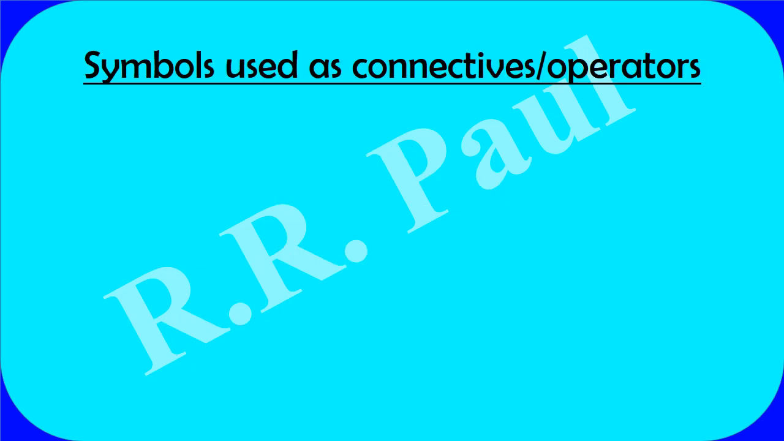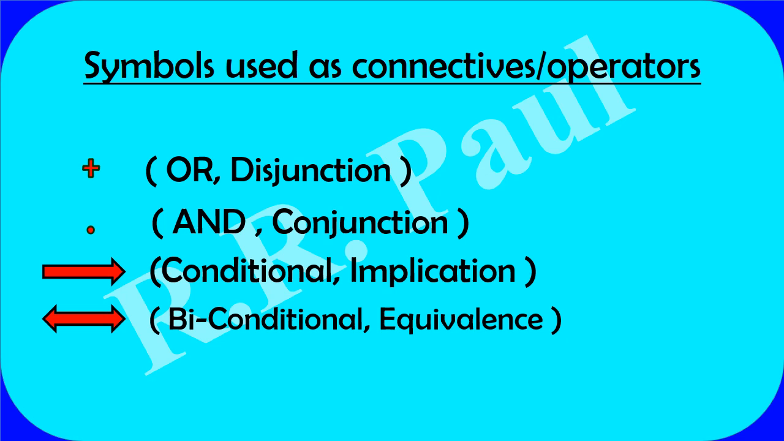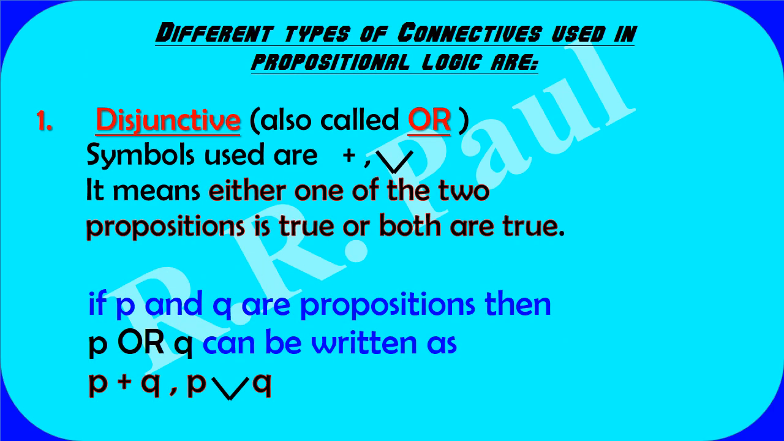Now let us see what symbols are used for the various connectives. The operators are there on the screen. Plus is used for disjunction, dot is used for conjunction, arrow from left to right hand side is used for implication, and a double-headed arrow is used for equivalence. Let us see these connectives or operators one by one.